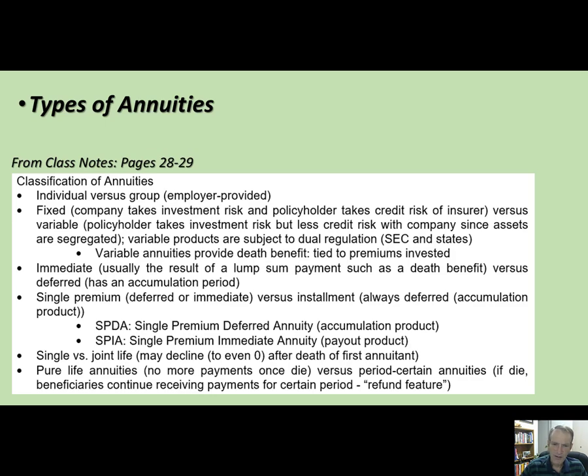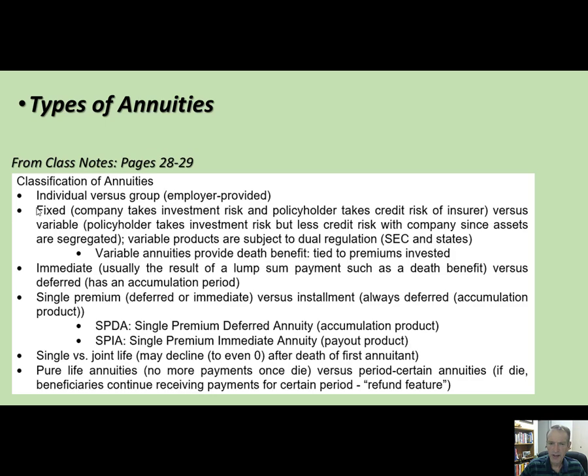Another way you can classify annuities is very similar to what we did with life insurance: you introduce this word variable. So annuities can be fixed. The fixed is a lot like the universal life, where it's not one rate for the entire life of the policy, but the rate can change. And here, with both of these, we're very much talking about the accumulation phase of the annuities. We're not talking about a payout annuity.